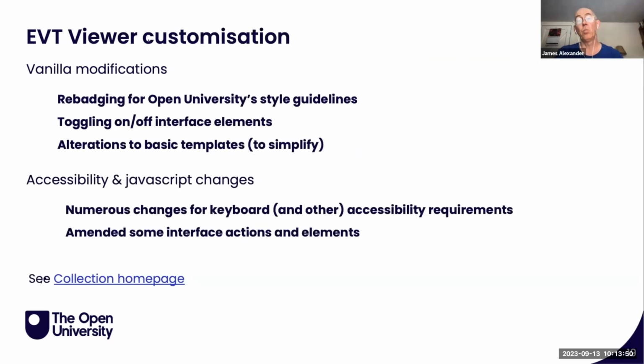We found it necessary to customize the EVT Viewer as it comes off the shelf in a number of ways. First of all, there are some obvious stylistic changes to rebadge the viewer as part of our overall site. And we toggled mostly off quite a few buttons and other elements that weren't relevant, and made some changes to simplify the overall look of it. We also needed to make quite a few changes for accessibility. The original developers have gone to quite some effort to make the viewer accessible using custom keystrokes. But we redeveloped this so that every element can be tabbed to and controlled using a standard keyboard and without any knowledge of specific keystrokes, which was not how the original one was designed.